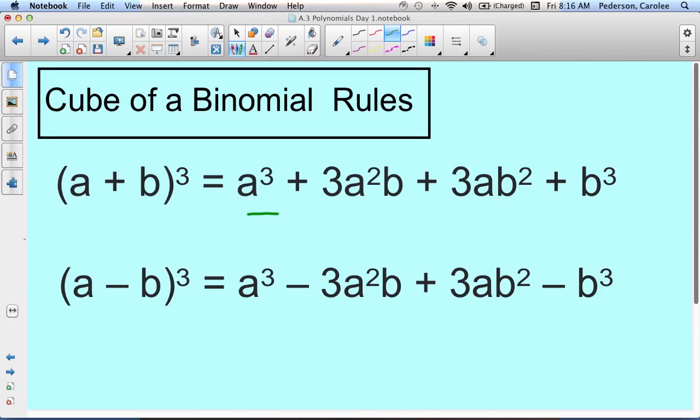that is off on the right. Pay particular attention to the signs. This is a plus, and a plus. And then this has a minus, plus, minus.